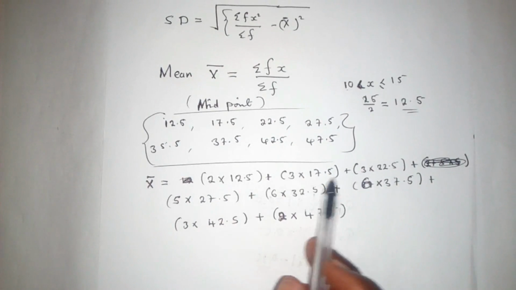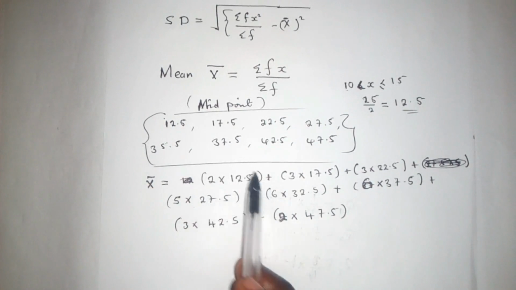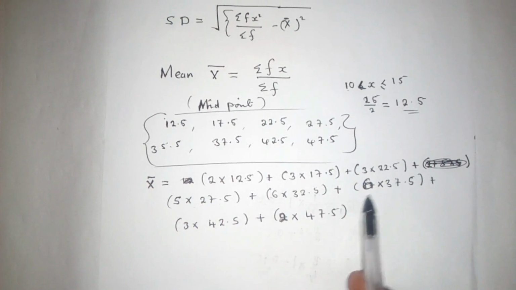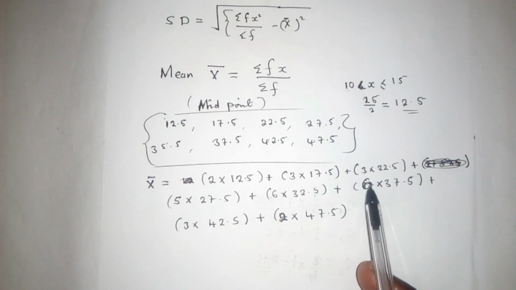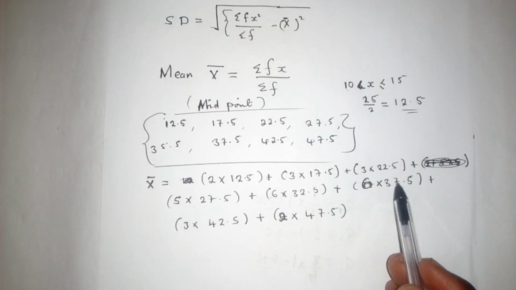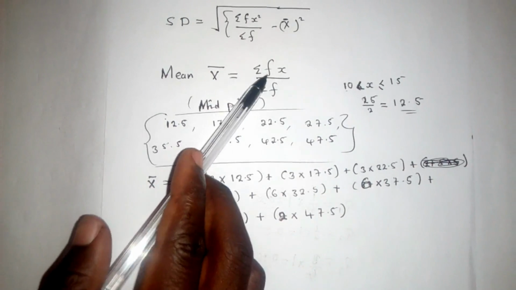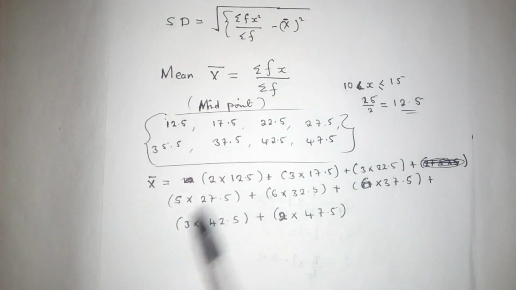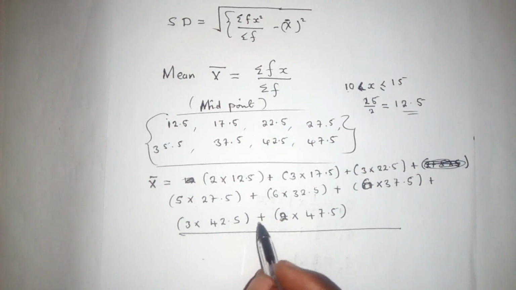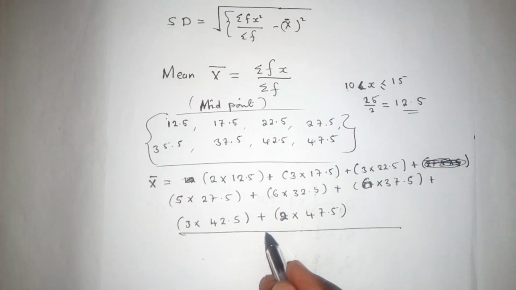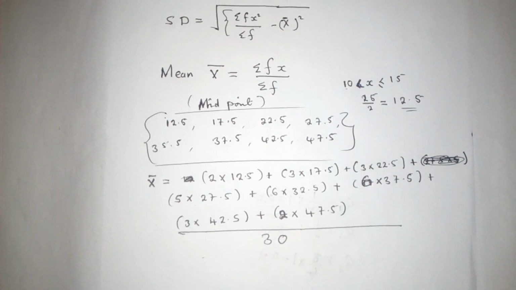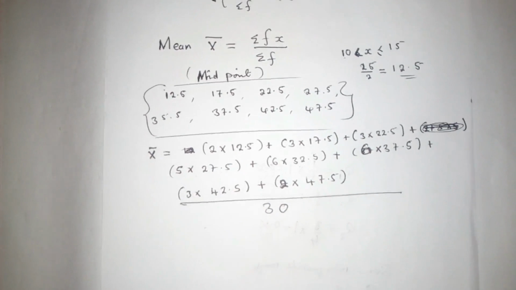So when you put all these, you multiply all these. If you can see, this is 37.5, it's over here. So 6 is the frequency, which is down, multiplied by 37.5. Everything you multiply, that's what it means on top here. And then you divide by the total number. In the question, you've been told that the total number is 30. There were 30 learners.